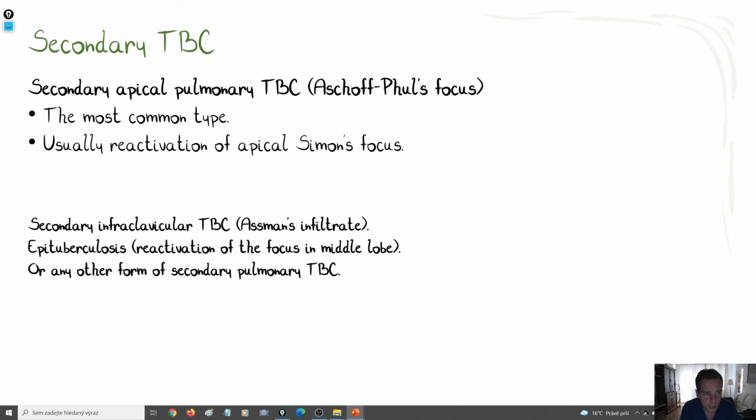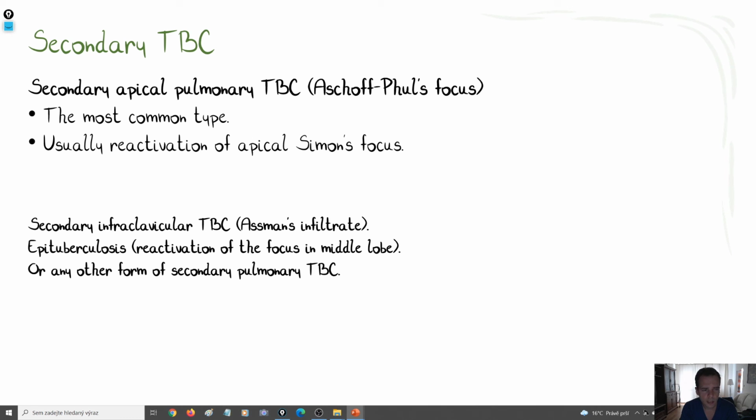In most of the cases, the apical pulmonary focus is reactivated. So usually it's reactivation of that Simon's focus, and it's called secondary apical pulmonary TBC or Aschoff-Puhl focus. It's the most common type, but you can appreciate any form of secondary pulmonary TBC. Any other focus of pulmonary TBC can reactivate.